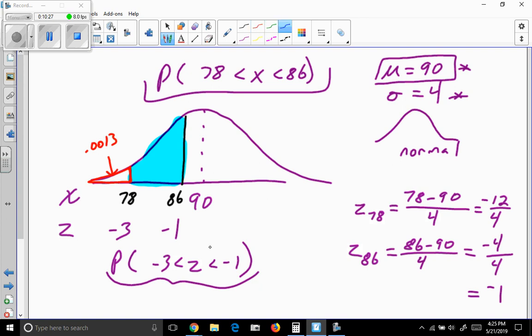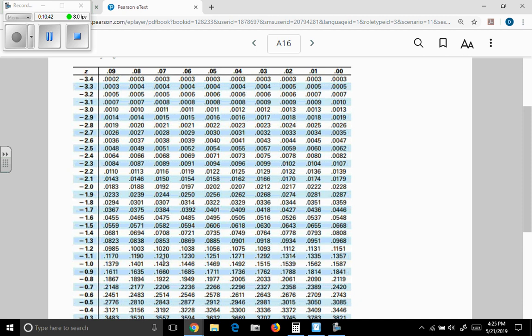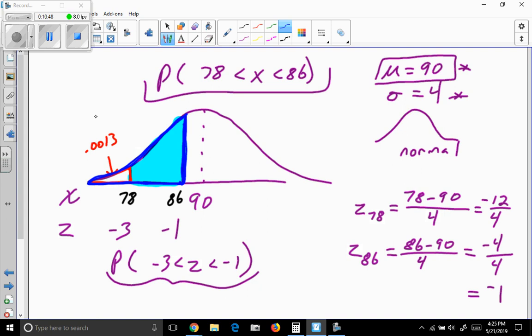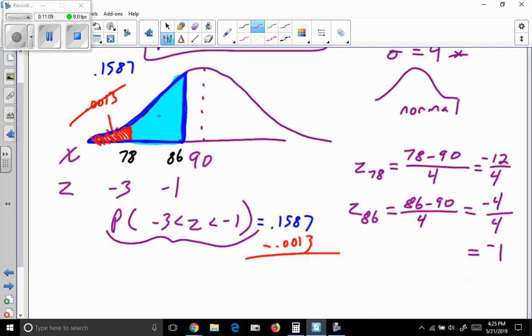Now if we look up -1, that is all of the area inside there, which is too much. That's more than what we need. -1.00 is 0.1587. So that includes too much. So we're going to take that 0.1587 and say, well, we don't want to include this part. This is how much too much we are. So we're going to take that part away, and whatever we're left with will be that area.